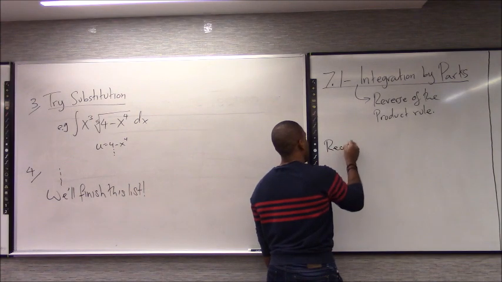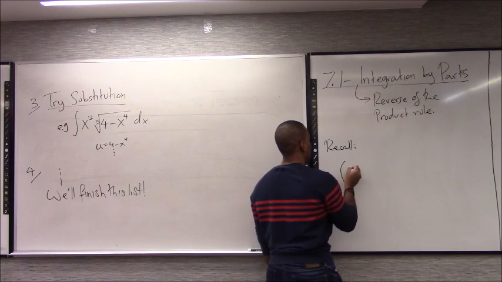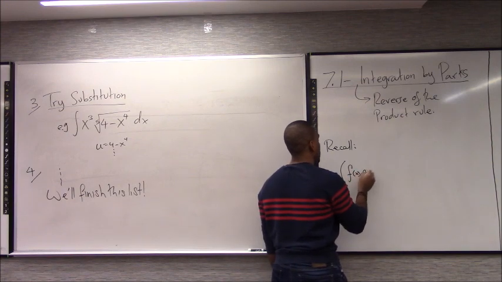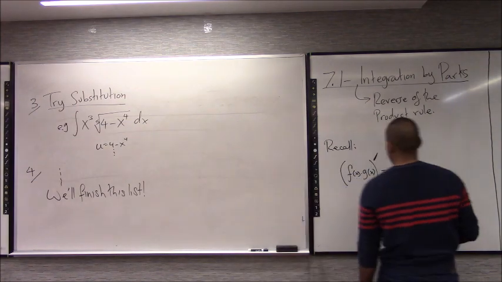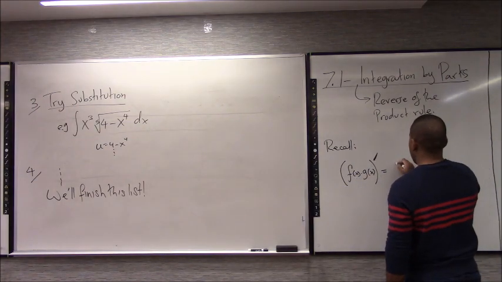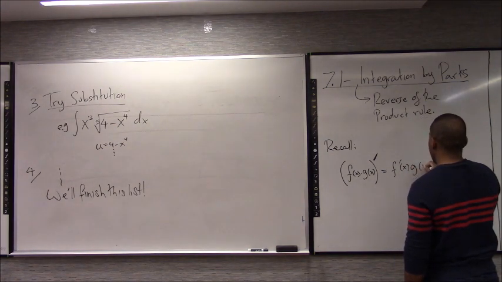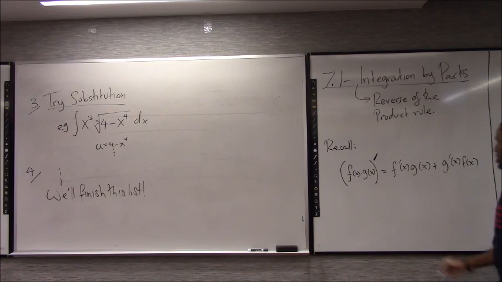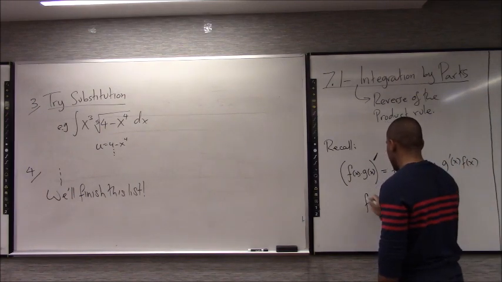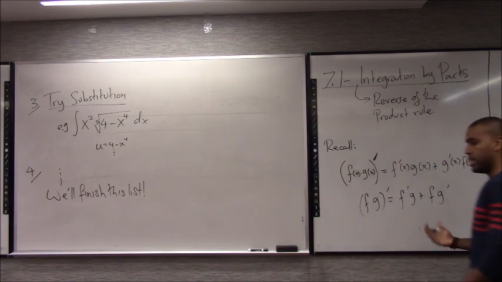Recall, we had the product rule last time, where if we had f of x times g of x and I wanted to take the derivative, this was f prime of x times g of x plus g prime of x times f of x. I'm not going to write the of x. So basically if you wanted to take the derivative of f g, you had f prime g plus f times g prime. Okay, that was the product rule.